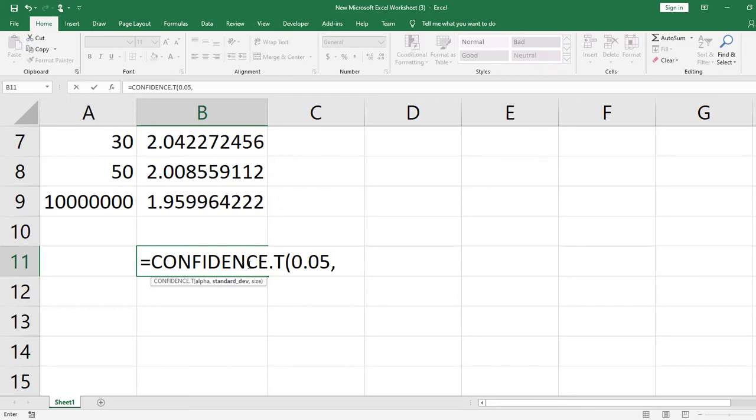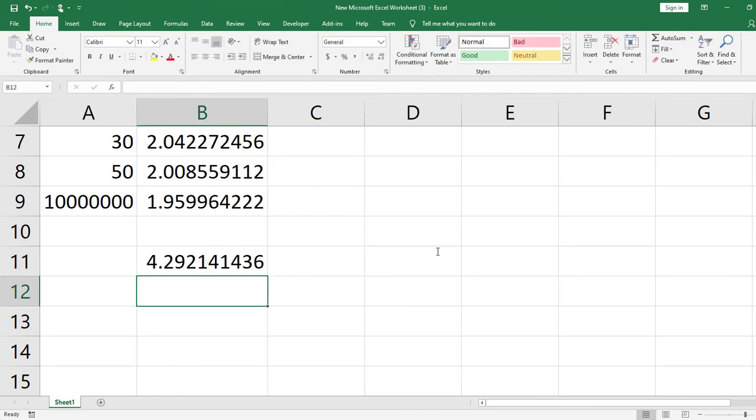0.05. Let's imagine we have a standard deviation of 5. Oh no, let's make it 6 just to make it different, because I don't want to have two 5s. So 0.05, 6, and we'll say 10. You hit enter. There it is.